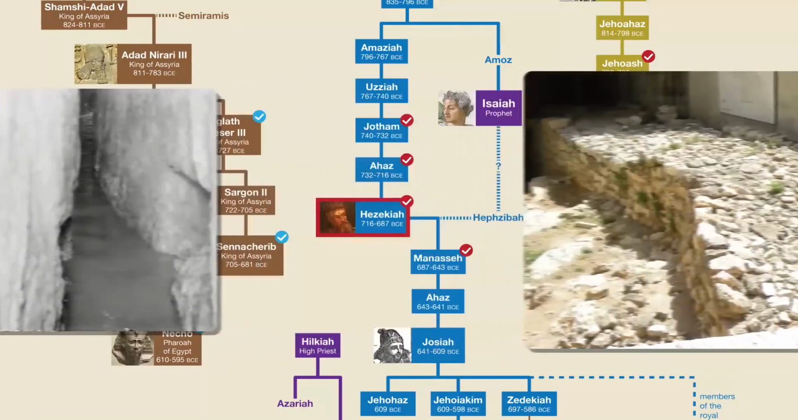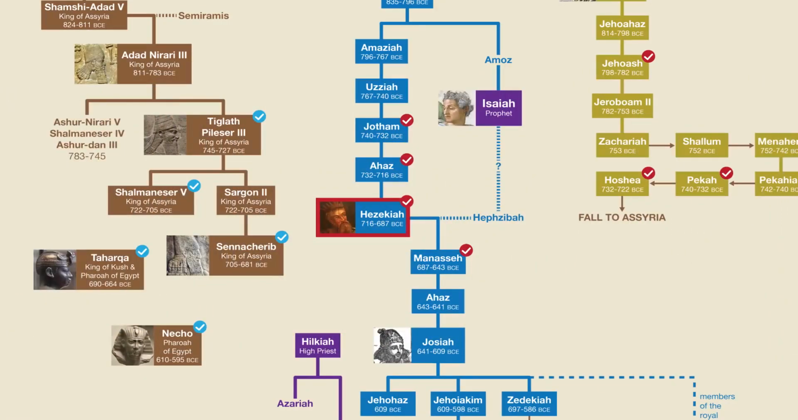The Bible also mentions two major historical figures who existed at the same time as Hezekiah: Sennacherib, king of Assyria, and Taharka, king of Cush, who was also a pharaoh of Egypt. It was during the reign of Hezekiah that the prophet Isaiah lived, the first of the four so-called major prophets. It is thought that Isaiah was probably a grandson of King Josiah, and thus a member of the royal family.